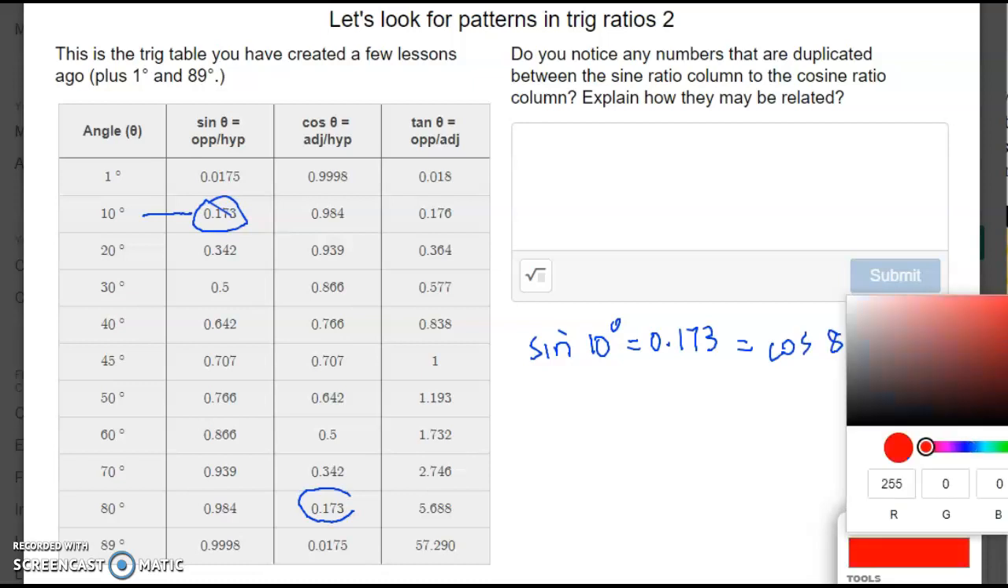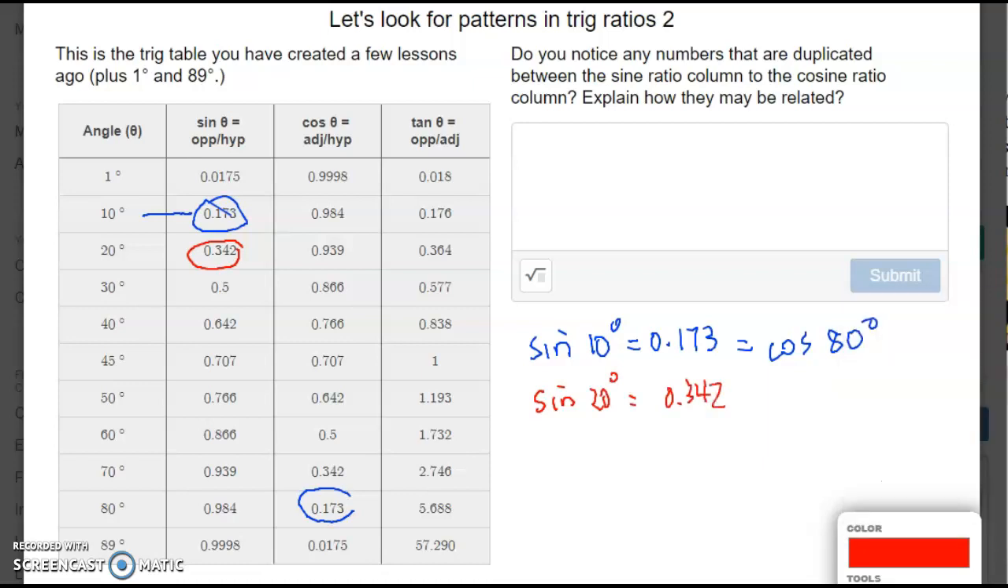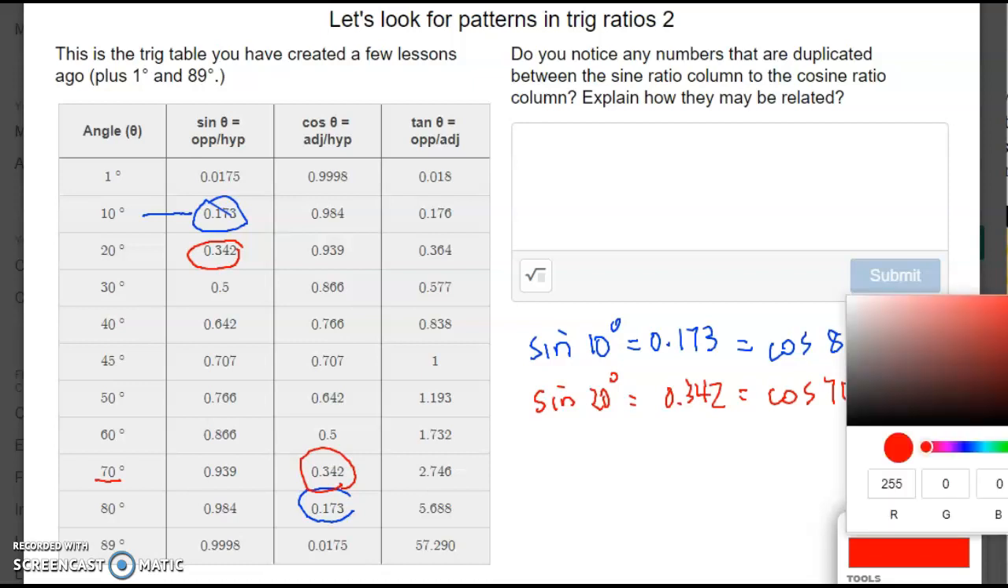What about 0.342? Sine of 20 degrees is 0.342. And what do you notice about 0.342? It occurs right here too, for 70 degrees, but this time cosine of 70 degrees. So sine of 20 degrees is 0.342, and cosine of 70 degrees is 0.342. And you can keep matching them up like so.